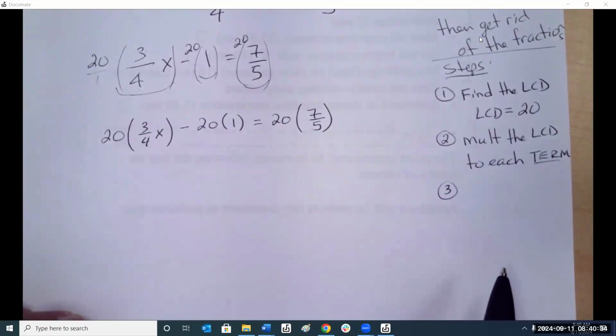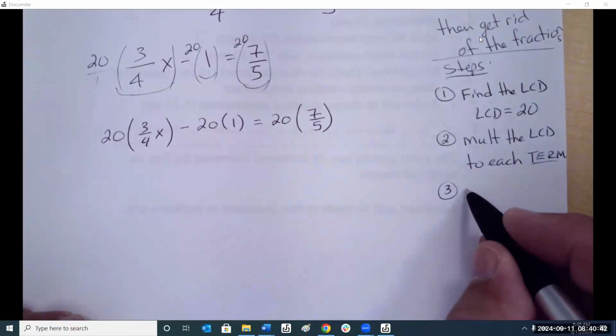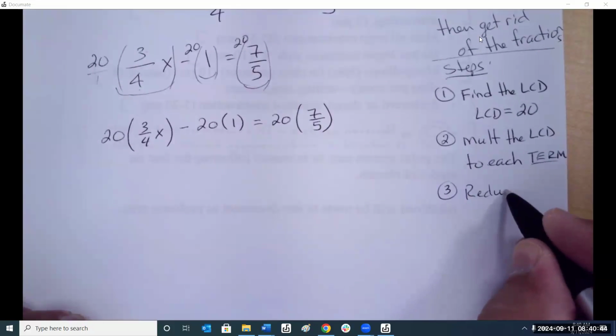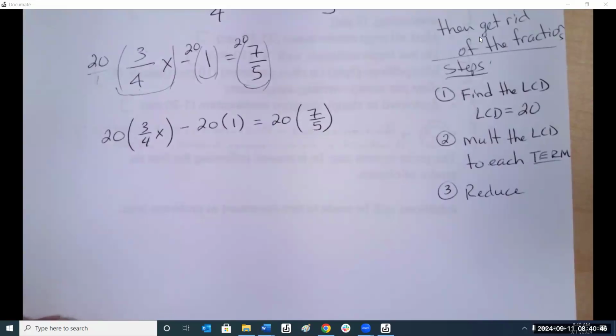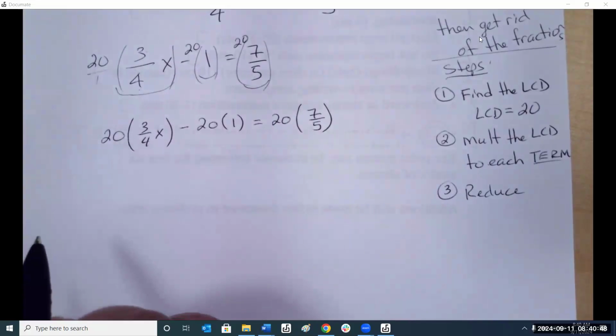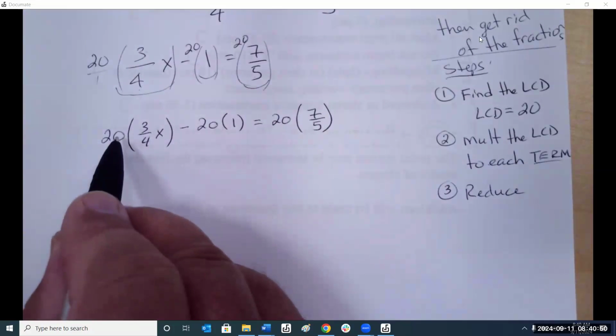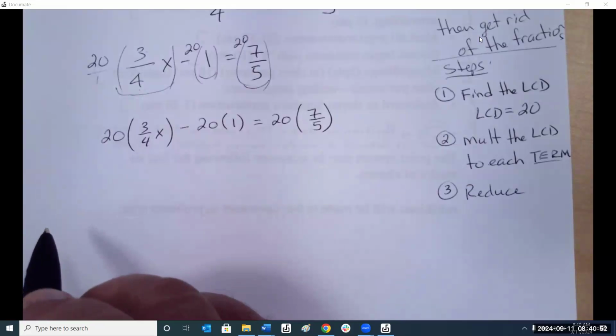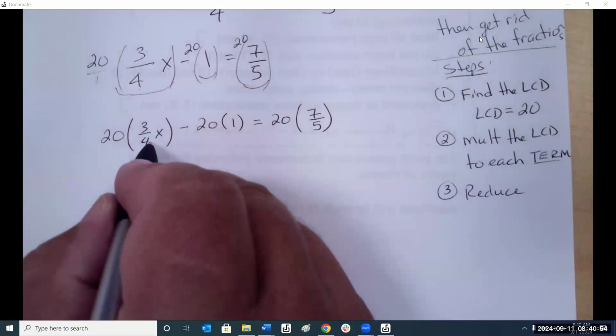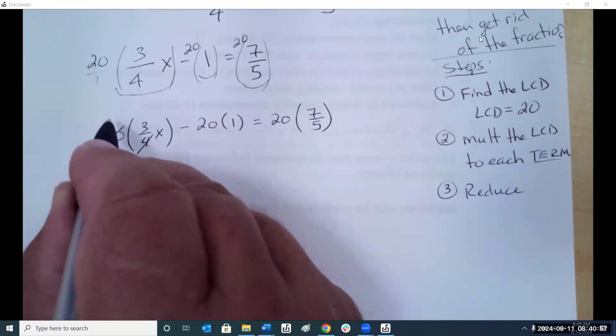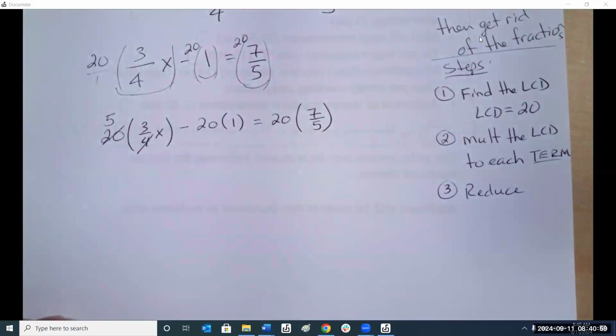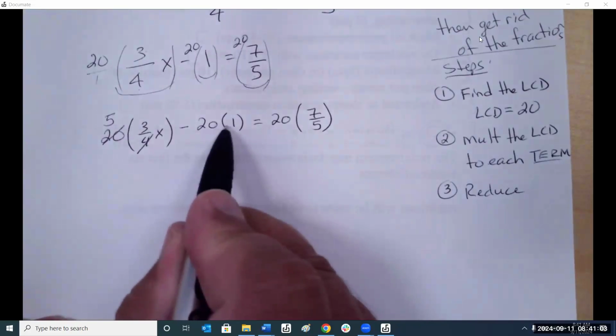The rule of multiplying fractions is reduce before you multiply. Can anything on top cancel with anything on the bottom? So in this first one, can anything on the top cancel with anything on the bottom? Yes. The 4 goes into 20 5 times. There's no bottom number here, so I can't do it.